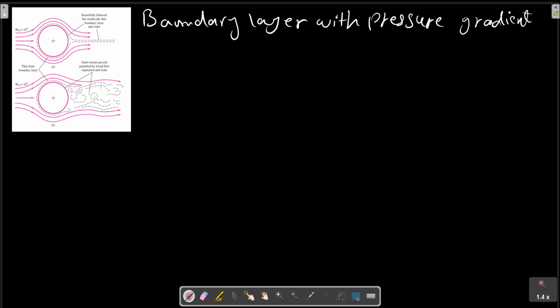The flat plate analysis of the previous section should give us a good feeling for the behavior of both laminar and turbulent boundary layers, except for one important effect, flow separation.